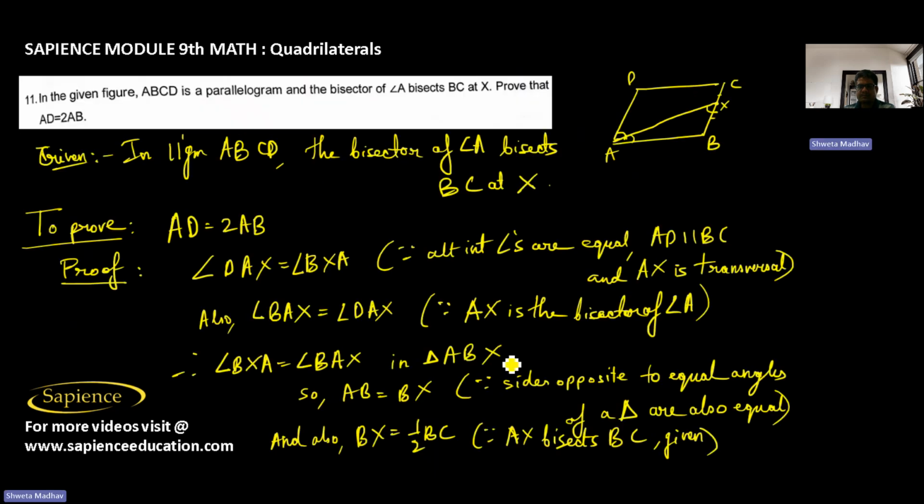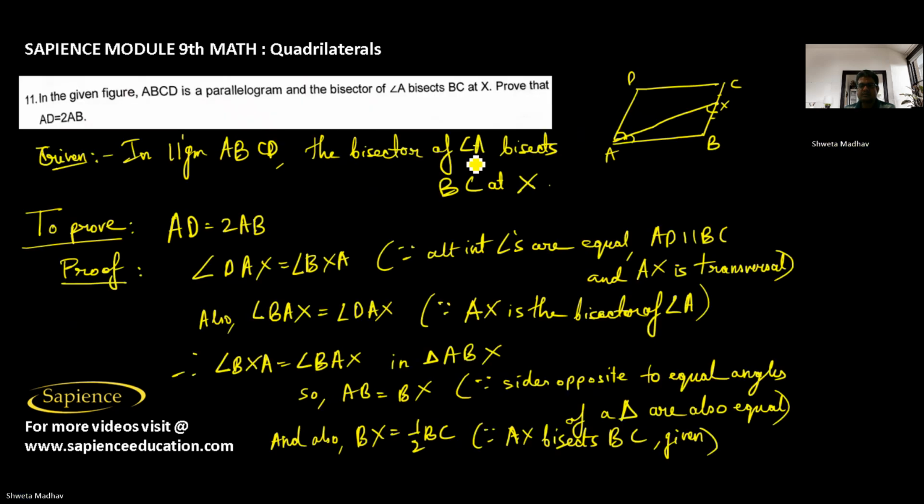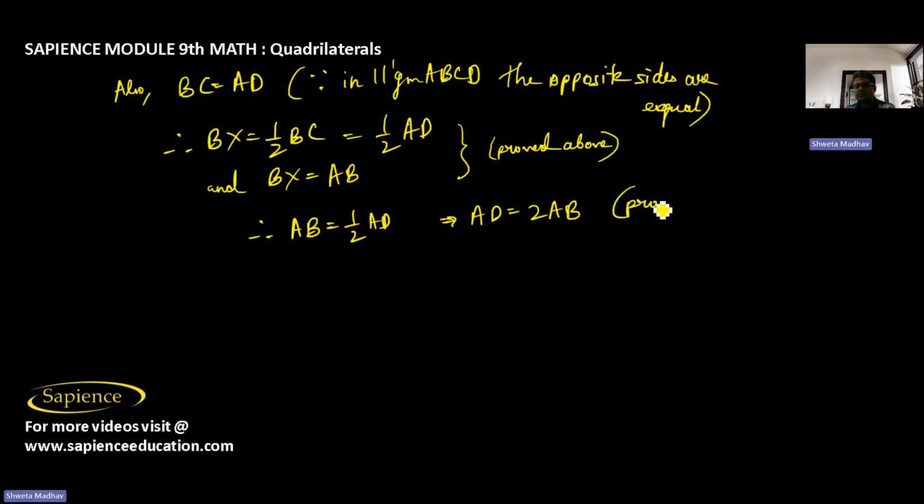And BX equals AB, which has been proved above. And BX equals half of AD, that has also been proved. So all these are proved above. Therefore, I can say that AB equals half of AD. I can say that AD equals twice of AB. So hence proved.